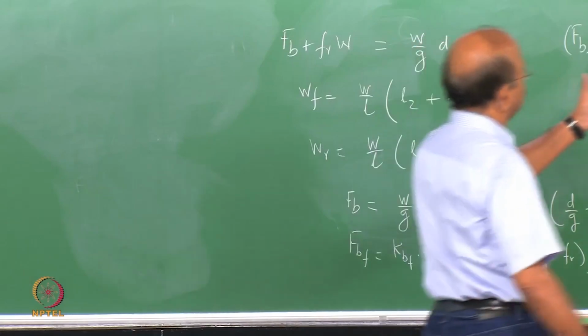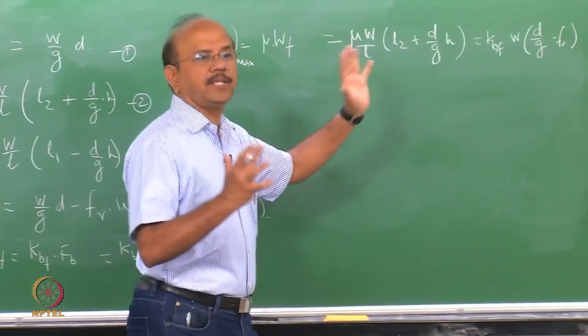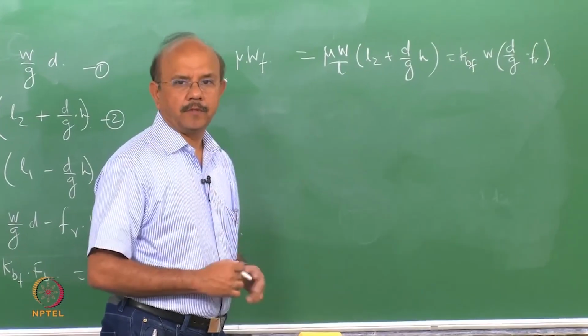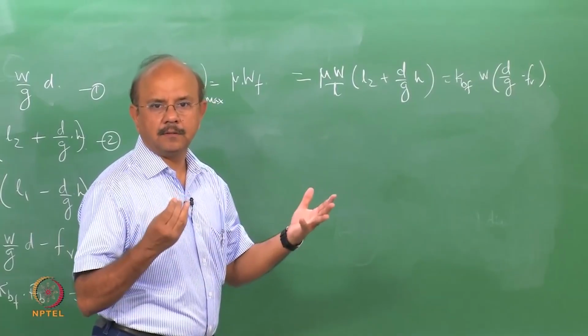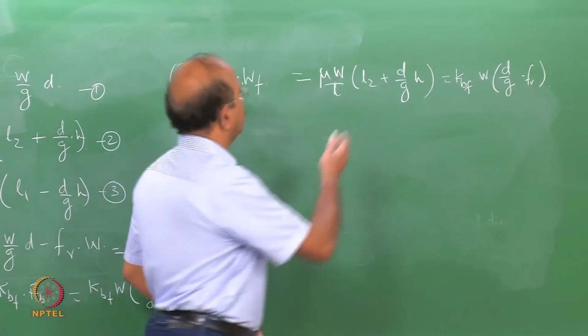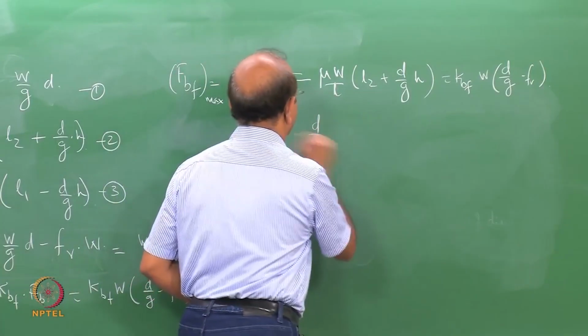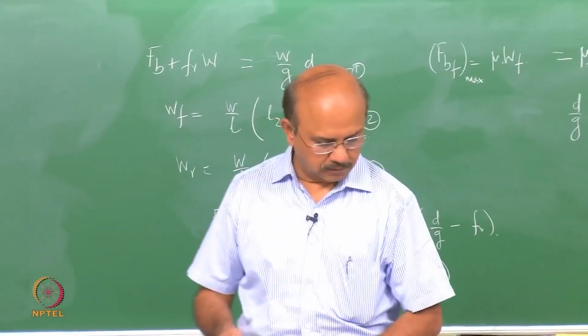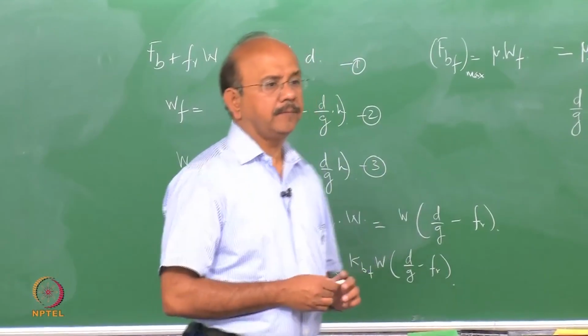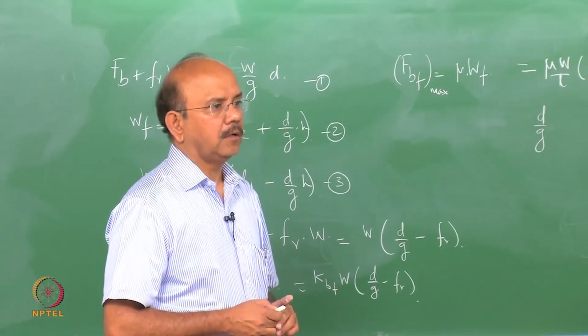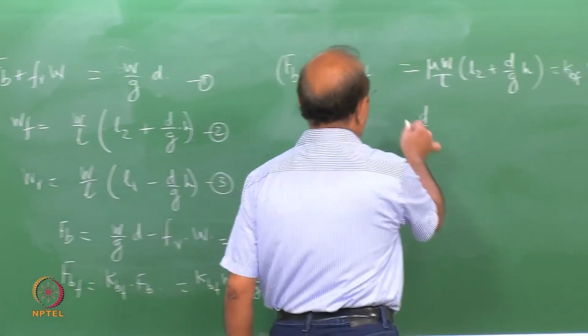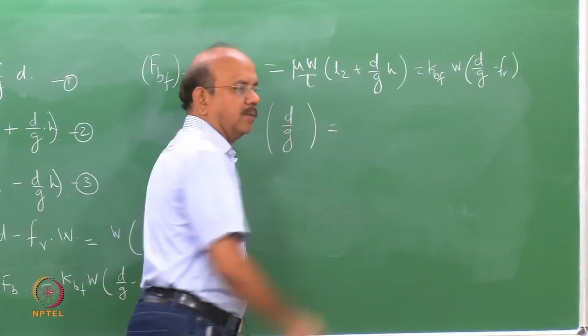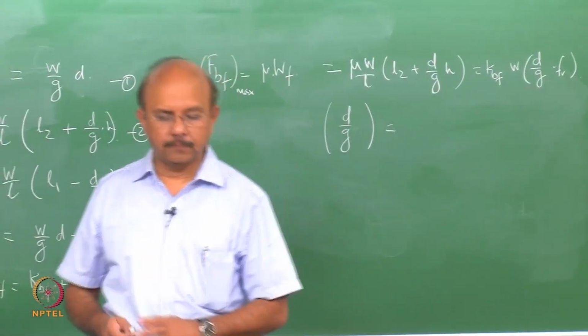What is this condition? When we reach the maximum allowable before it starts locking. Rearrange the term, and then I get this d by g, or in other words, the deceleration normalized by g. We will talk about it in a minute. Just rearrange it and tell me what this can be.